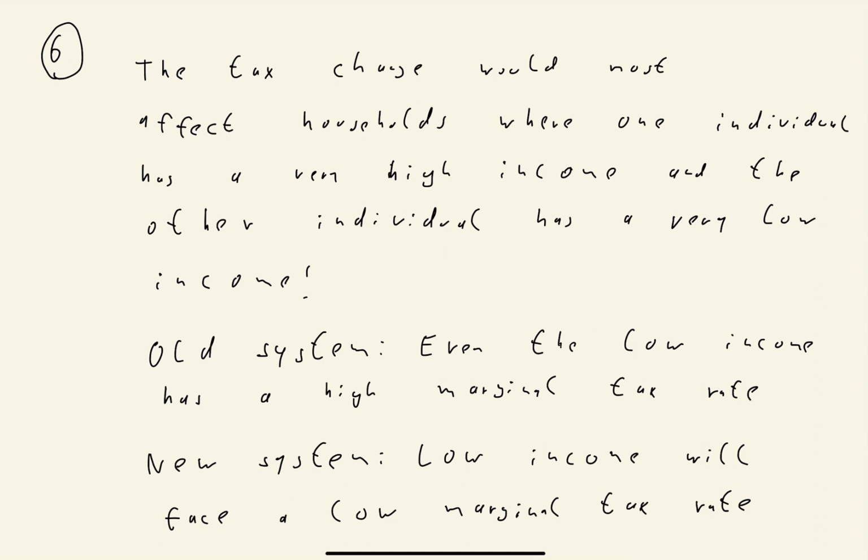And therefore, families where you have one high income and one low income are the families which benefit the most. On the other hand, if you have two individuals who have the same income, there would be basically no change at all when you change from the old system to the new system. And this finishes exercise number 6 and also this week's problem set.